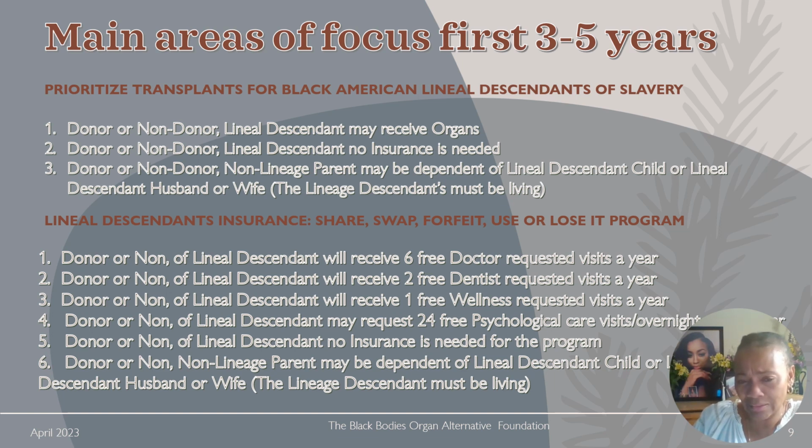So anyway, this is an insurance plan that I came up with. It's not written in stone, but prioritize transplants for lineal descendants of slavery. Okay, so it goes like this: a donor or non-donor lineal descendant may receive organs. So if you're a slave descendant, you get an organ immediately, no questions about it. I don't care if you're 1,000 years old. If you need an organ, you get an organ from another slave descendant right away.